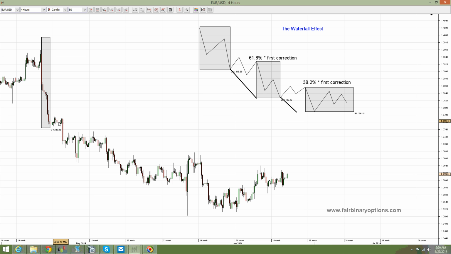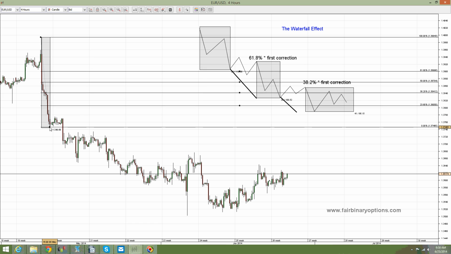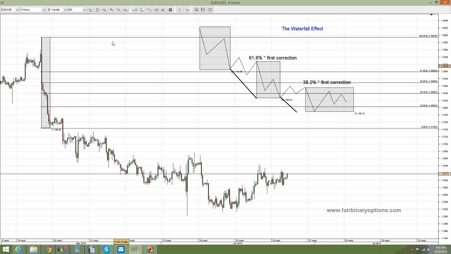When this one is happening, we don't know if this is going to be a waterfall effect or not. But what we do know is that we should measure it from here to here with a Fibonacci retracement, and we need to take 61.8 out of this whole move. Let me make it black, like this, and we should project this by the end of the first correction.